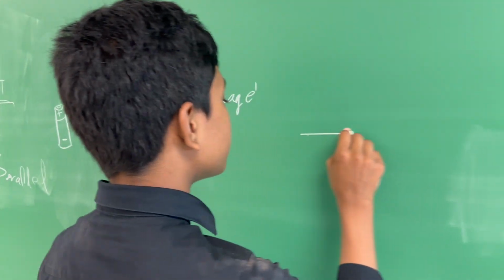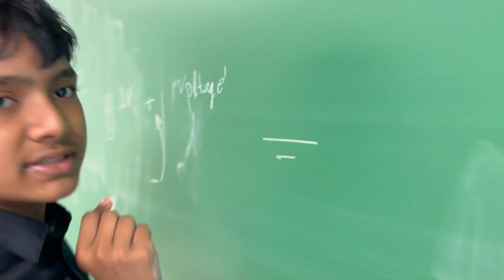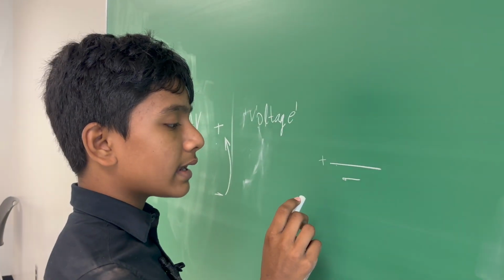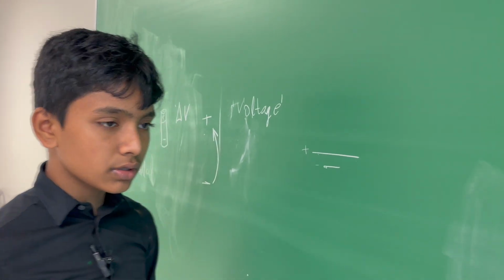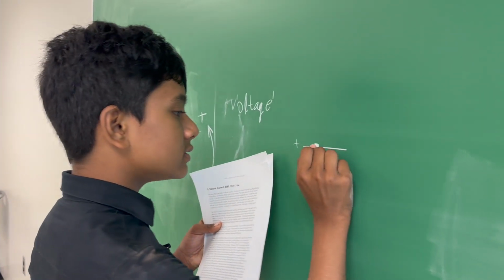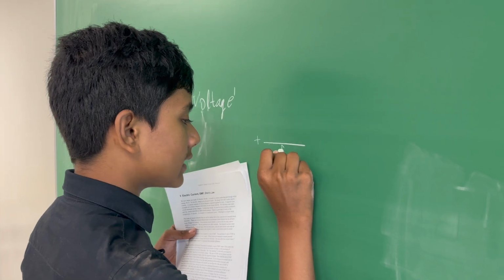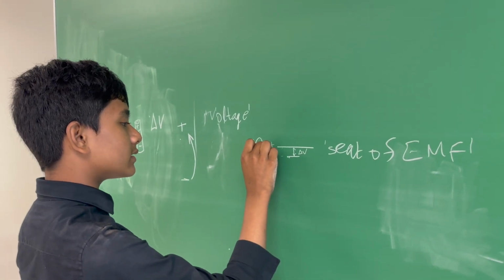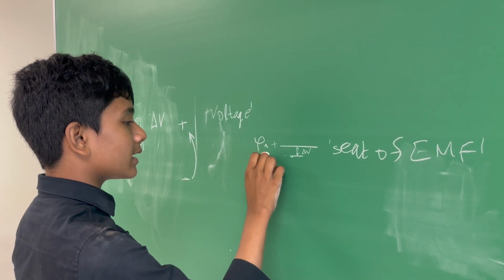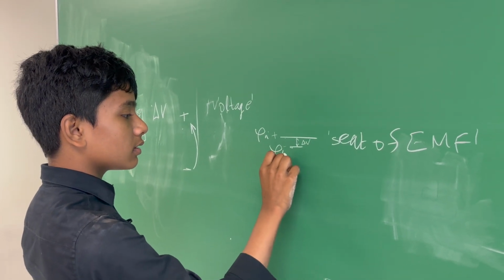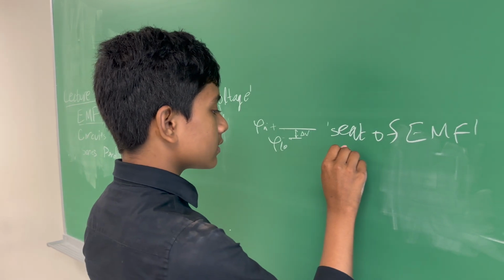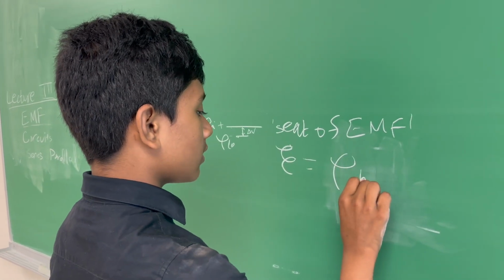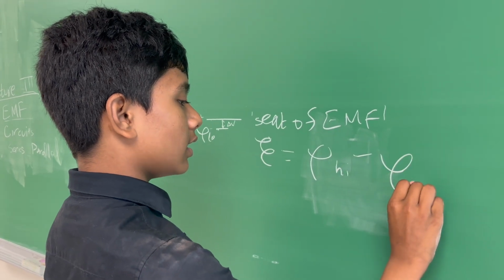So when we draw our circuit diagrams, you're going to see this as our battery. This longer line is our positive terminal, and the shorter line is our negative terminal. And you'll see there's this small potential difference in between them. This might have a value of electric potential P high, for example, and this one P low, and then the total voltage is just going to be the high minus the low.